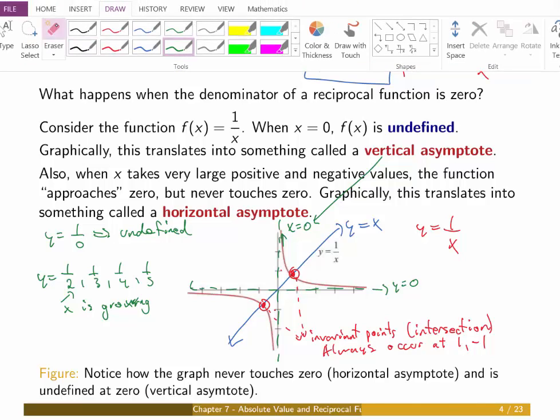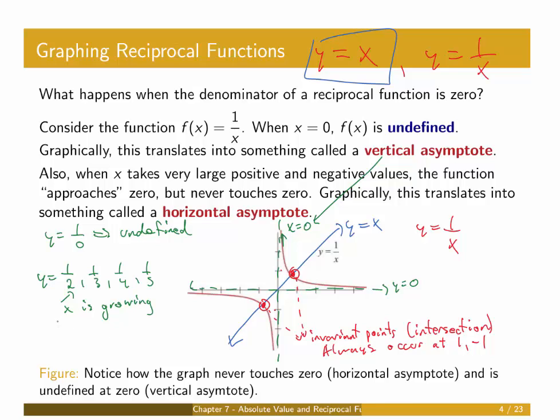X is growing, but 1 over x is getting small. So as x grows larger, as you move along the axis in this direction or in the opposite, you're going to get very, very small values that approach 0. This is 0.5, and then 0.33, and 0.25, and so on, and you're going to get very, very close to 0, but once again, you're not going to touch it. This is called a horizontal asymptote, and in this case, it would be y equals 0.